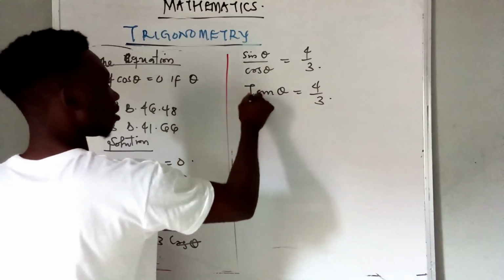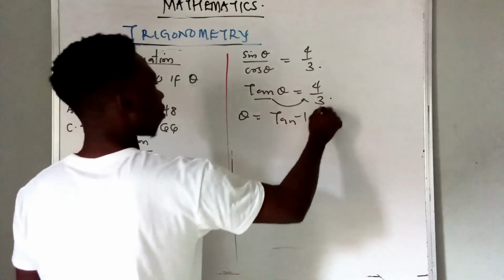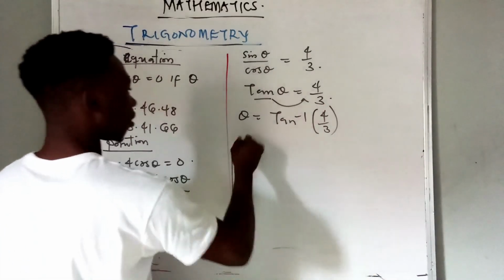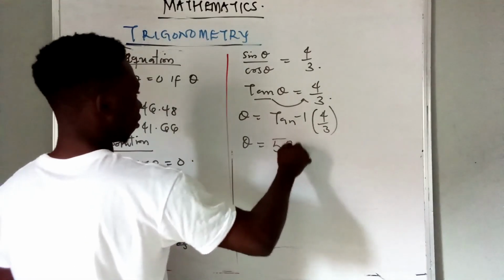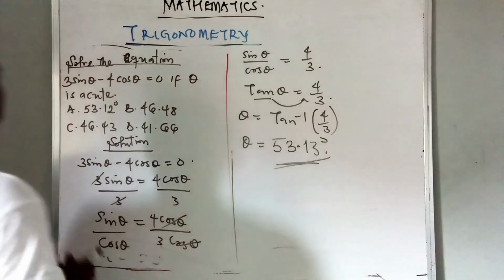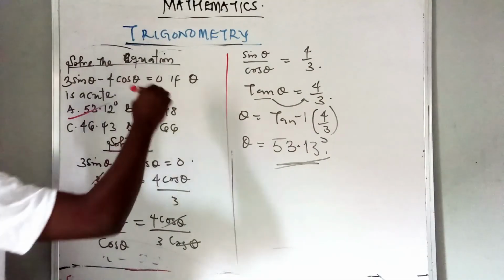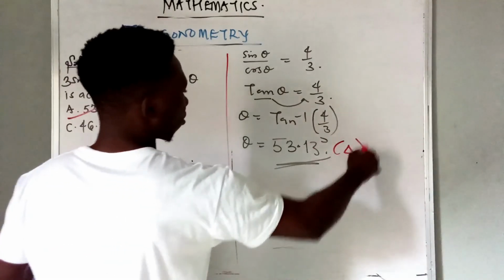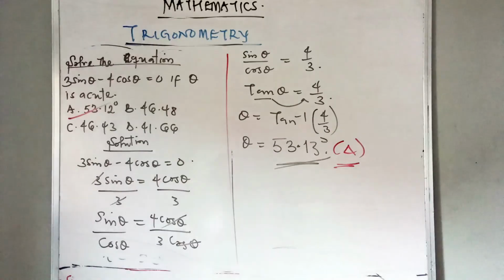So here, theta is now equal to, my tan comes over to be tan inverse of 4 over 3. Theta is equal to tan inverse of 4 over 3, which is equal to 53.13 degrees. Okay, that is option A. And that is our final answer.